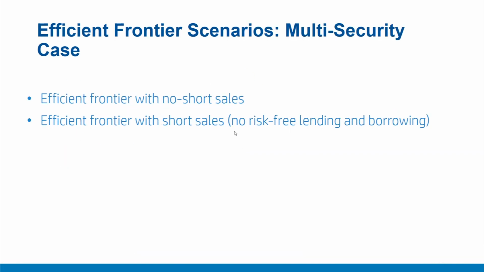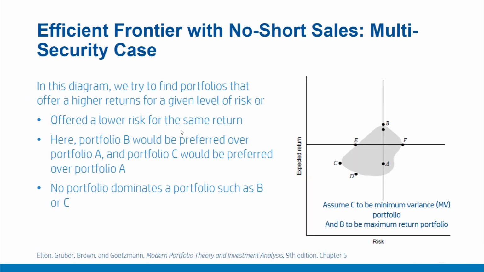In this video, we'll talk about different efficient frontiers for the multi-security case, first without short sales and then with short sales. Let us start by examining a case with multiple securities that are distributed in a rather heterogeneous manner as shown in the figure here. So here we have 6 securities. These are A, B, C, D, E. These 6 securities, their different combinations are plotted here on risk and expected return space.